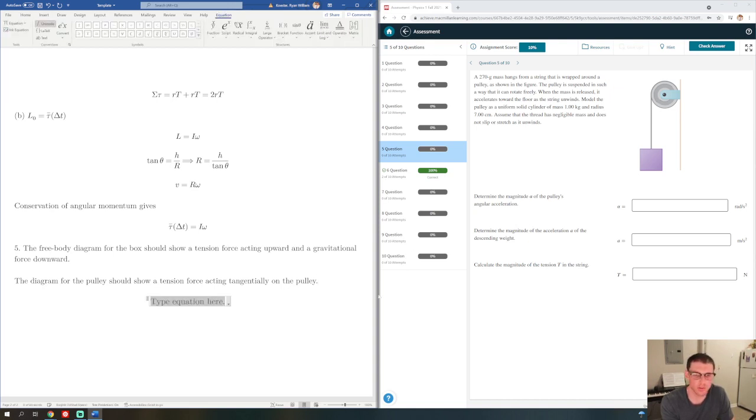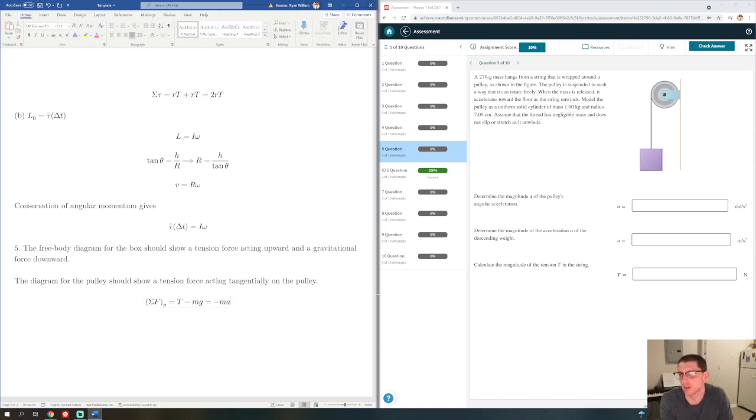So the easy one is just going to be on the box in the y direction: we're going to have tension up, let's call this one little m, mg down. This equals negative ma. Negative in here just because we expect it to fall. And this sets us up to solve for the magnitude of the linear acceleration. So there's that.